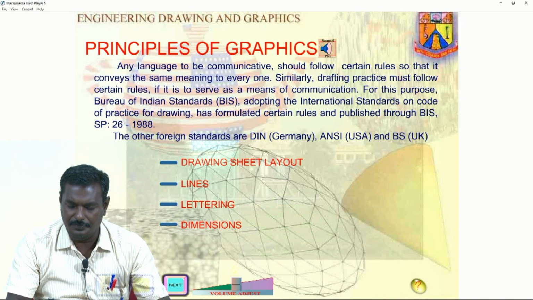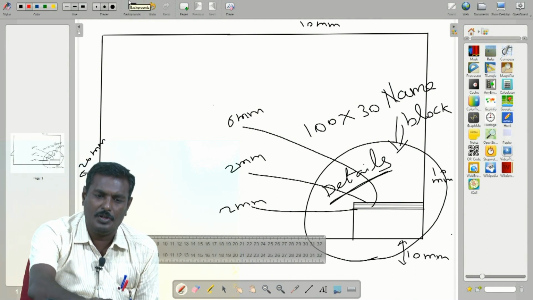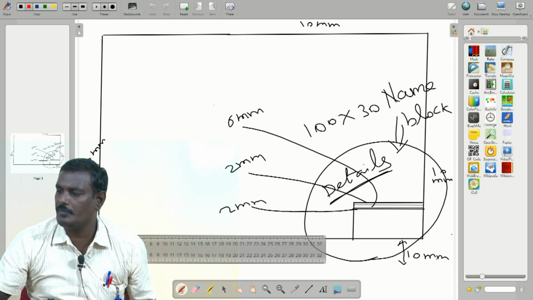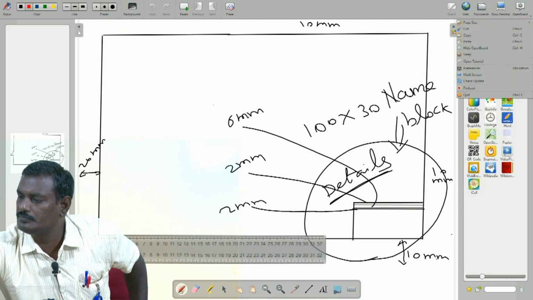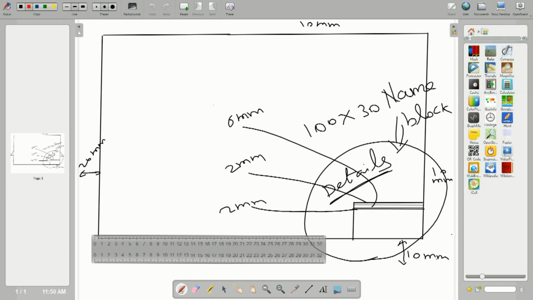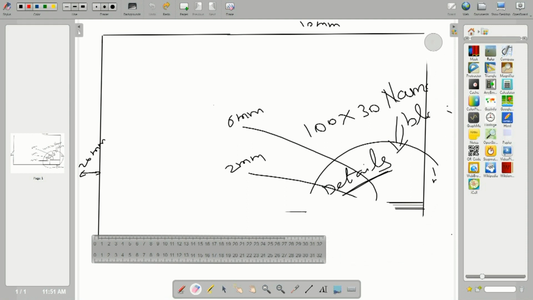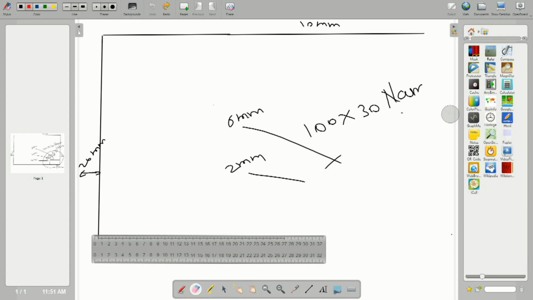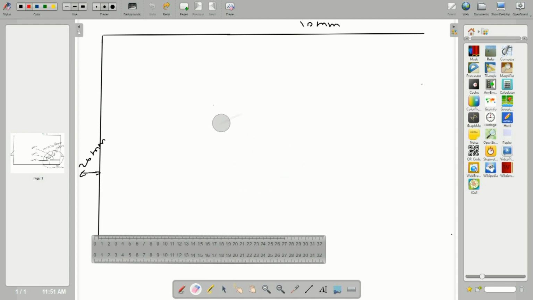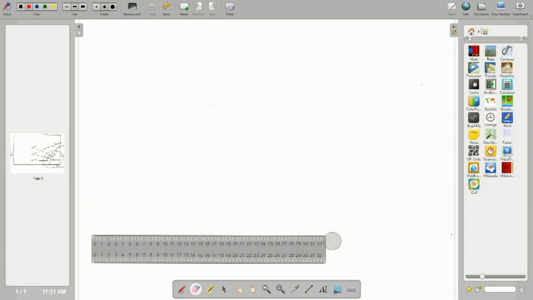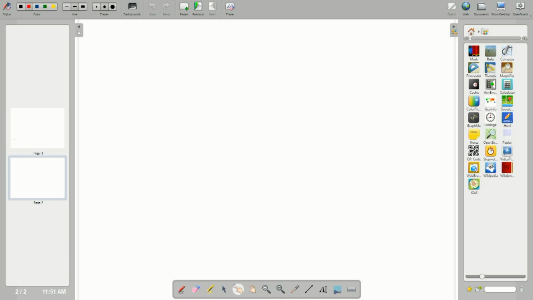Why? I just move on to the next page. Yeah, so I repeat this. I rubbed this page. Okay, I move on to the next page.